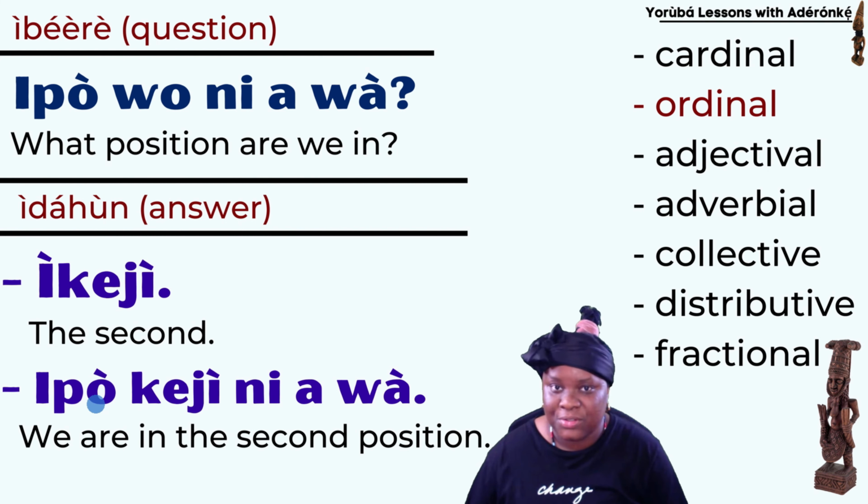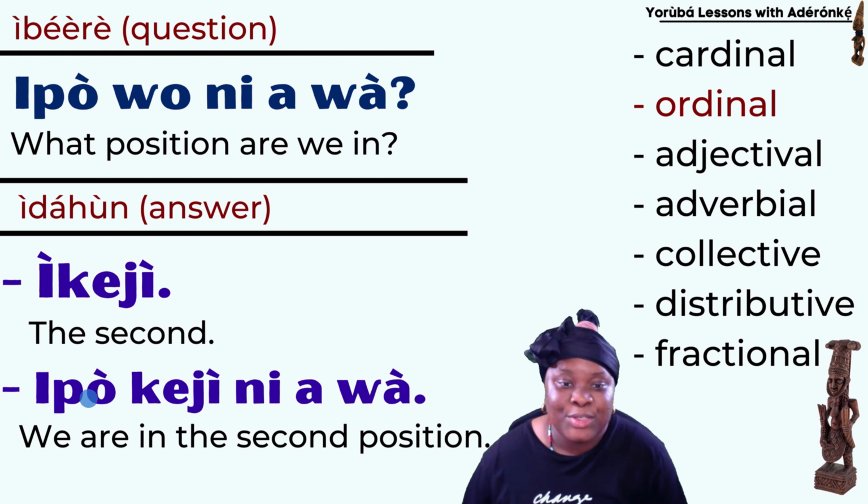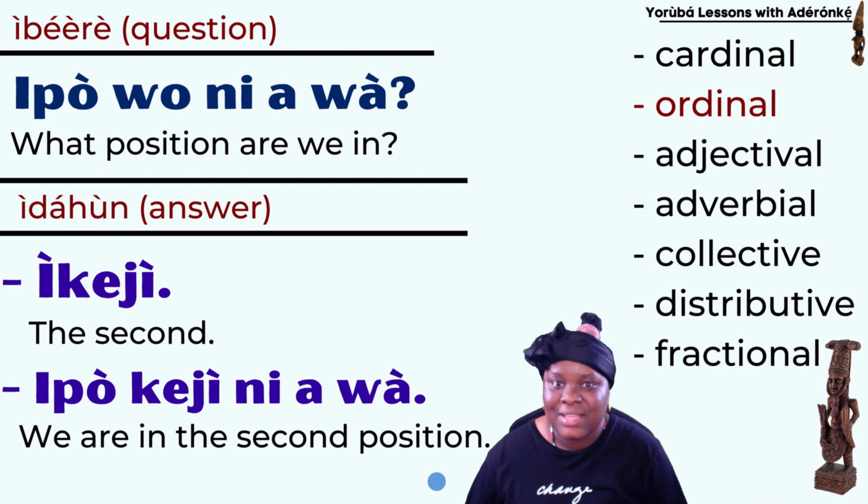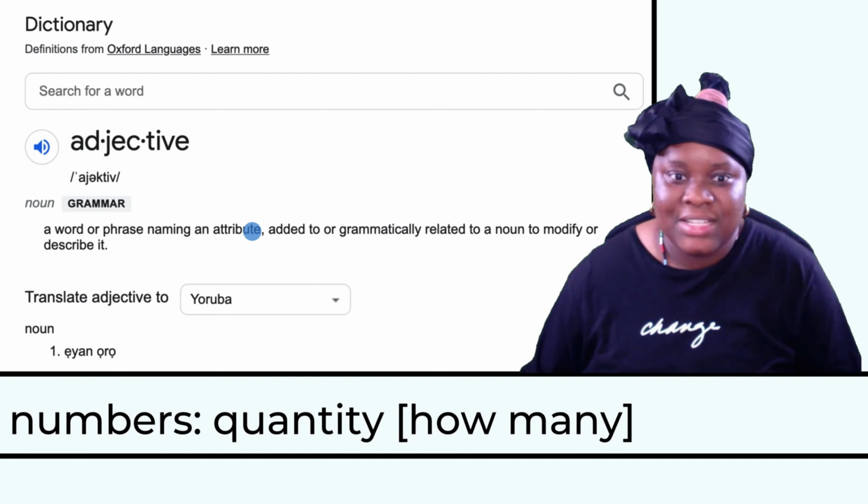Ipo is position. That word is a noun. So rather than saying keji ipo, second position, in Yoruba the noun comes before the adjective. So ipo keji, position second. That's how you'd say it in Yoruba. Ipo keji, position second. Second position is where we are. Ipo keji ni awa.